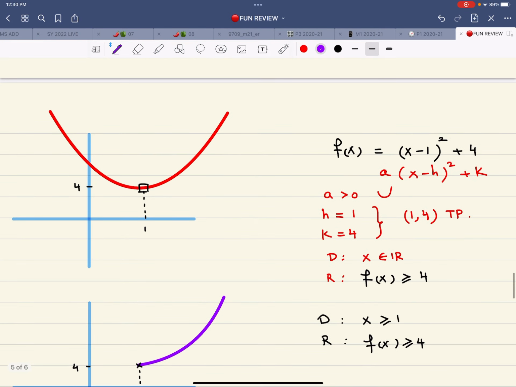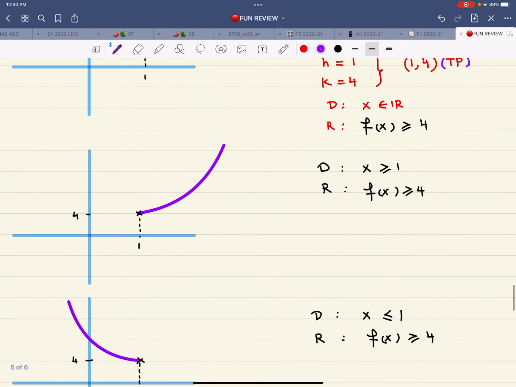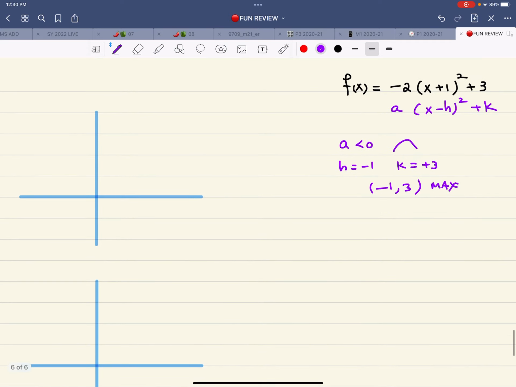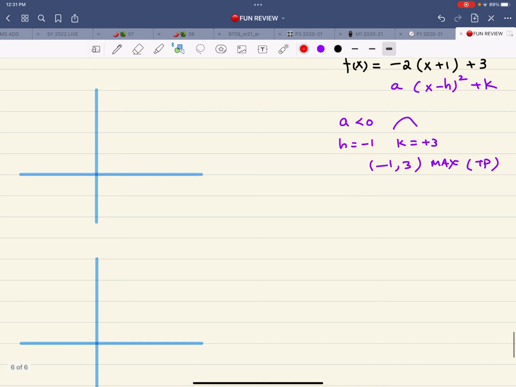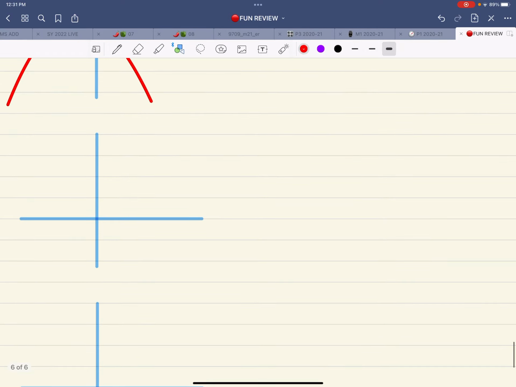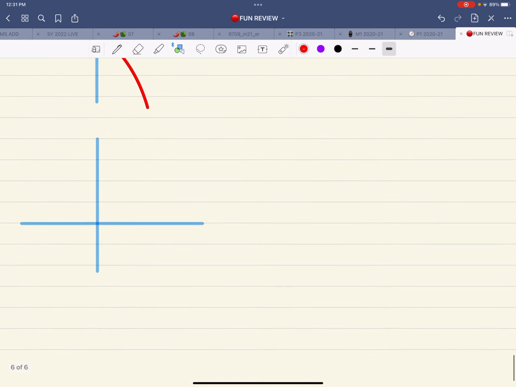Just like this turning point was actually a minimum. Yes, it's a turning point, but it's a minimum. This is a maximum type of turning point. So now minus 1 comma 3, that 2 will do nothing. That 2 is just for steepness. So let me draw the graph. First of all, minus 1, 3 is somewhere here. So something like this. And then something like this. And then something like this.